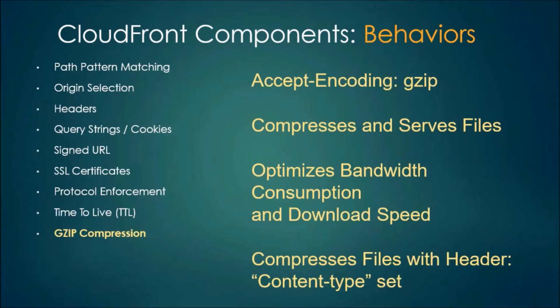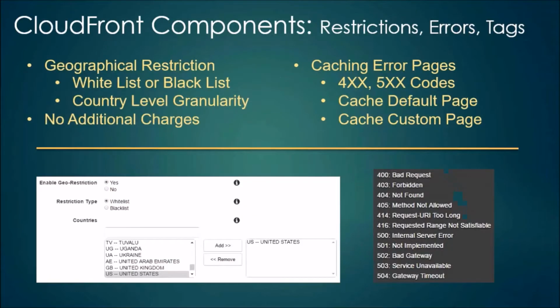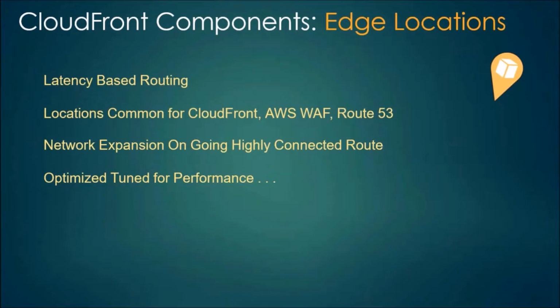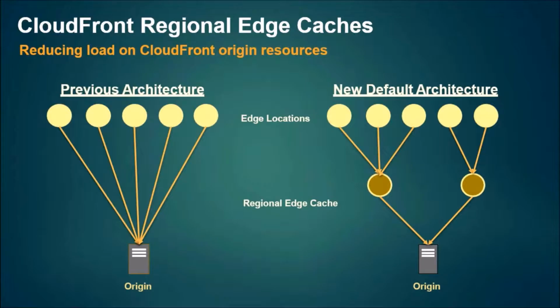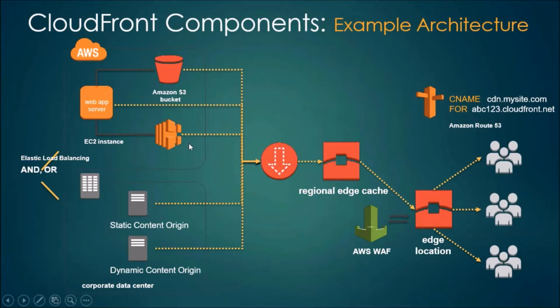See, this is how your architecture looks. On the left-hand side are my origins. It can be dynamic content from EC2. You see here on the left, it's a corporate data center. I said this is my custom origin, right? Static content origin or dynamic content origin. This is my custom corporate data center.